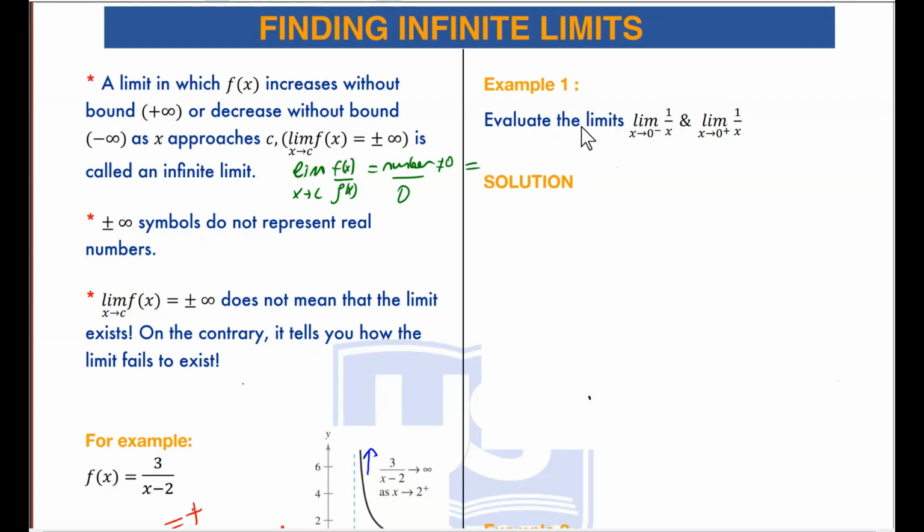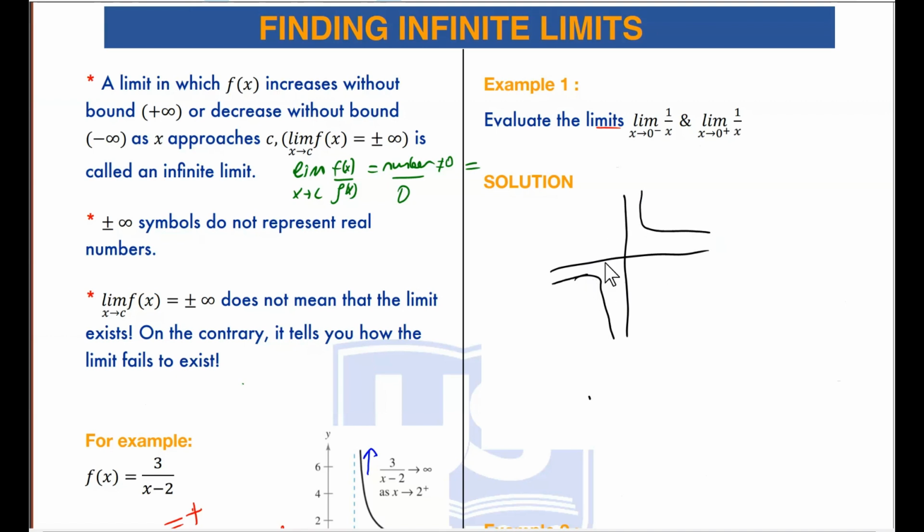Evaluate the limits as x approaches 0 from the left of 1 over x and 0 from the right of 1 over x. 1 over x is a very common graph. It's one of the parent functions. It's an inverse function. You know how it looks. The graph will look like this.